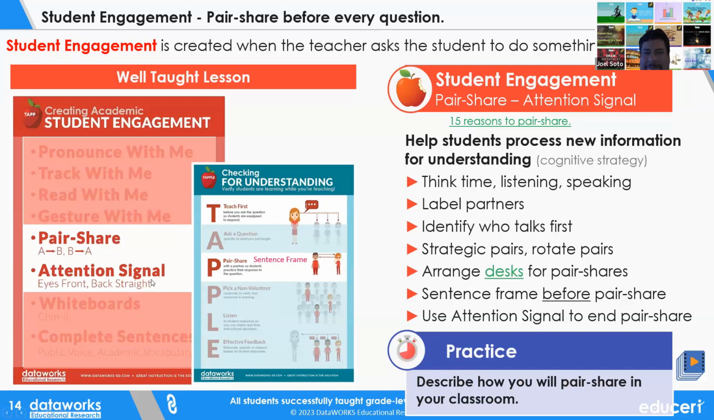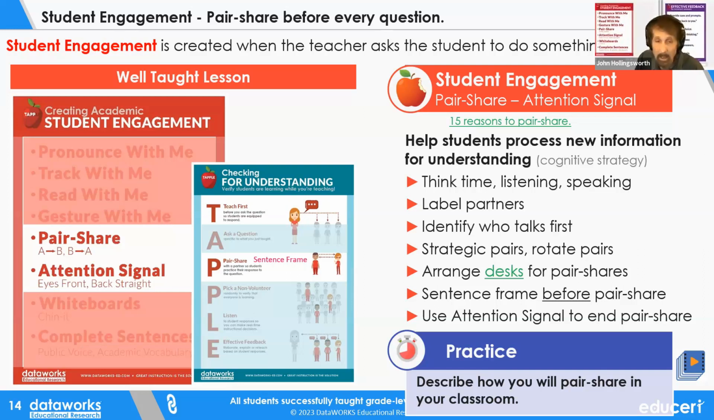This is a good one with the young students because they'll actually sit up, listening position, hands on the table, nothing in your hands, looking at the teacher. You can use class, yes. We used that one last time. You can use whatever you want, but the eyes front, back straight is a nice one to use.